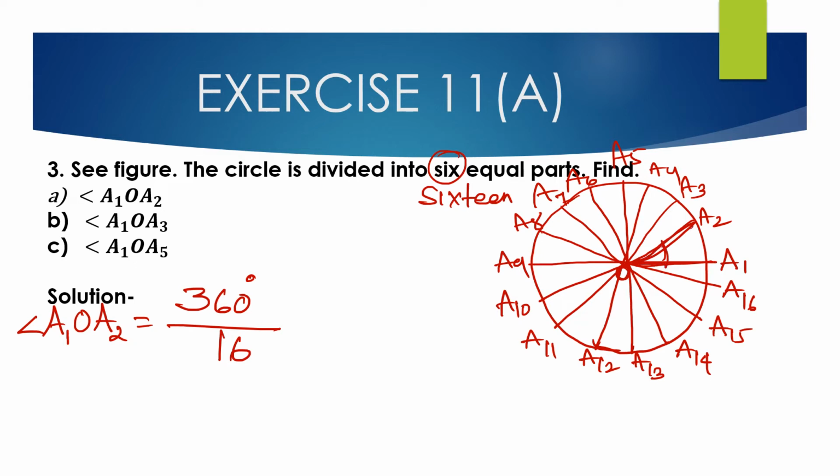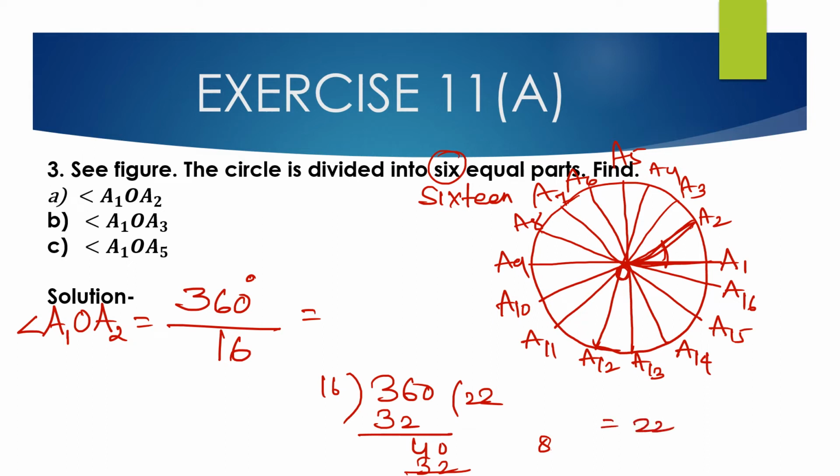Angle A1 O A2 is equal to 360 degrees. The whole circle is equal to 360 degrees. The complete rotation of this circle is equal to 360 degrees, and the circle is divided into equal parts. So 360 degree divided by the number of parts, cancelling by 8, gives 22 and a half degree.